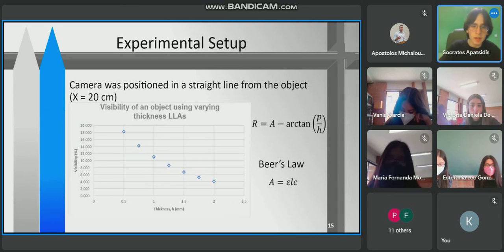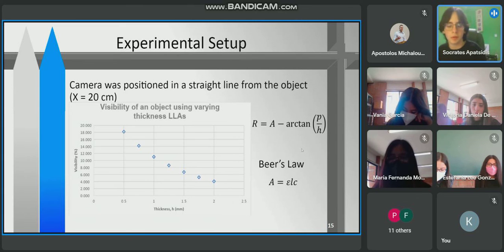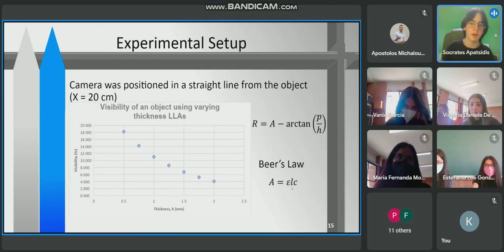L is the optical path in which the light has to travel inside the lenses, and C is the concentration. So we made a graph where you can see that as the thickness increases, the visibility exponentially decreases, and that can be seen because when you increase H, not only does R get a bigger value, but also the area in which the light has to travel gets bigger. So L, the optical path, also gets bigger, and more light is absorbed, so we have more invisibility effect.